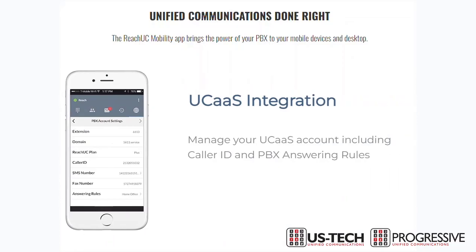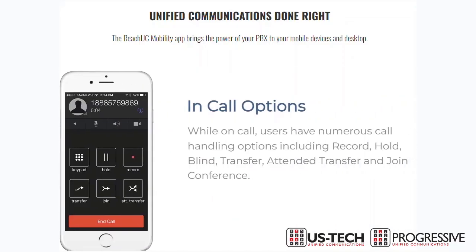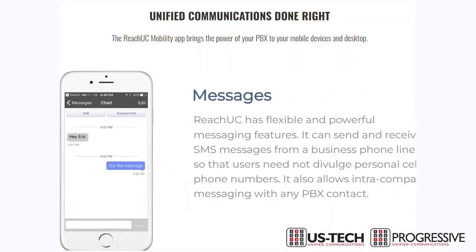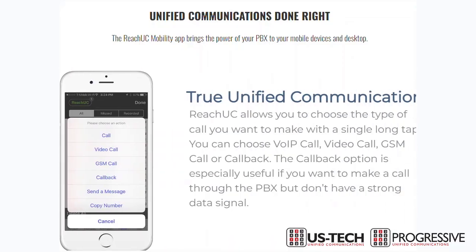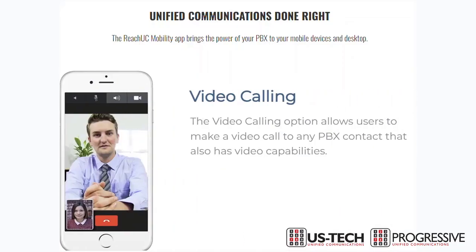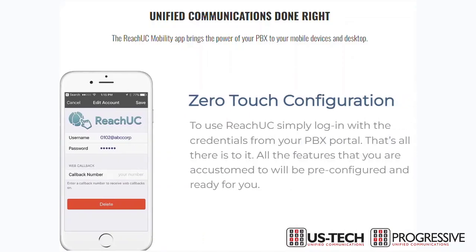UCaaS integration, that's unified communications done right. In-call options. Hold, record, transfer, join. Messages, that's SMS messages, and inter-office chat messaging. True unified communications. You can do video calling through any PBX contact that also has video capabilities.